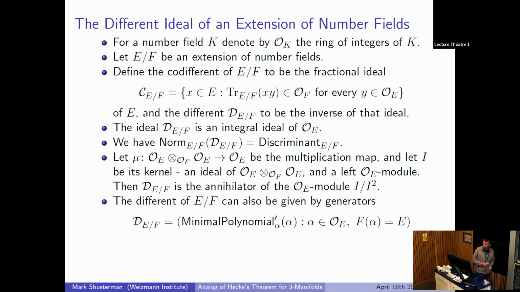Yet another equivalent definition is that the ideal is generated by taking all the generators of the field E over F, taking the minimal polynomial, computing the derivative, and then plugging the generator into the derivative. You obtain a bunch of elements, and these elements generate the different ideal. And so this is a special case of something that Artem mentioned in his talk, that if the ring of integers is monogenic, if it's generated by one element, then you can just take alpha to be that generator, and that already gives you the whole ideal, but that's slightly more general.